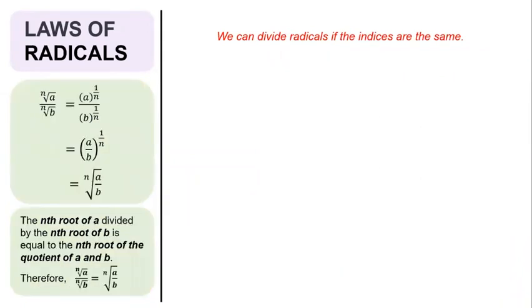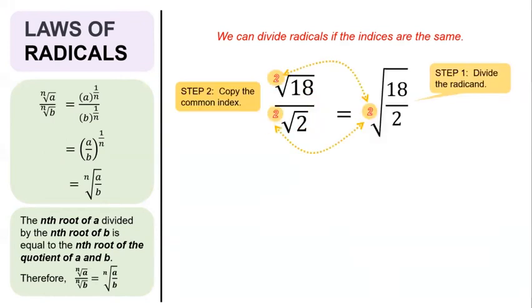Next natin, we can divide radicals if the indices are the same. Kahit magkaiba ng radicands, basta pareho ng index, ay pwede natin i-divide ang mga radicals. Example, we have the square root of 18 divided by the square root of 2. Magkaiba ng radicand pero pareho sila ng index na 2. Step 1. Divide the radicand. Pinagsama lang sa isang radical symbol. And then step 2, copy the common index.